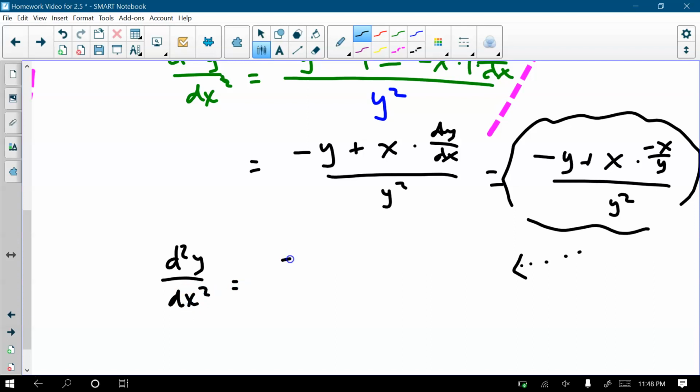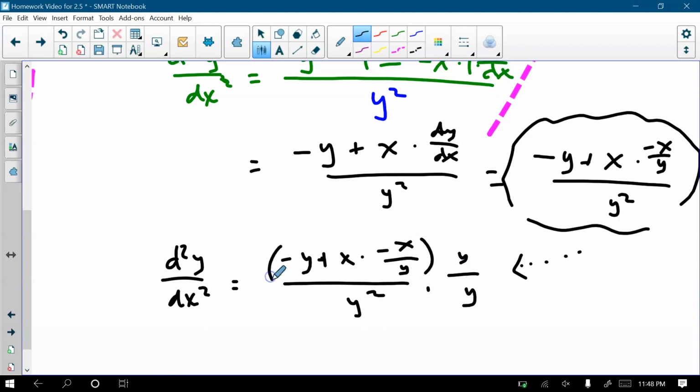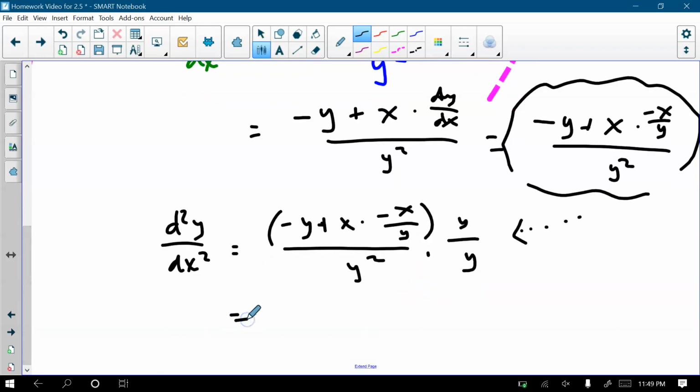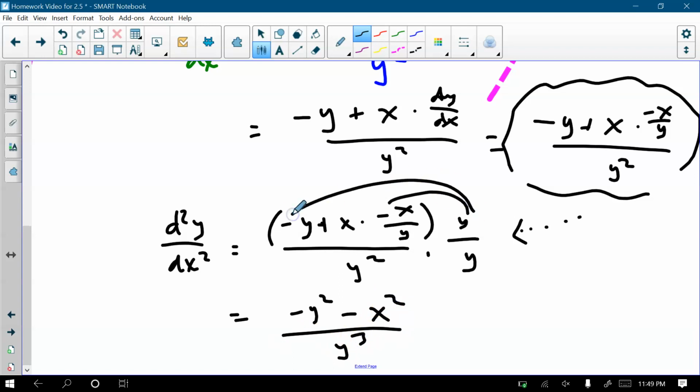So let's go ahead and just do that. d2y dx squared is equal to negative y plus x times negative x over y. I'm just rewriting it over y squared. I'm going to multiply both sides by y. And what I end up getting is negative y squared minus x squared over y cubed. The reason that happens is because when I distribute the y to both terms, this y cancels, and then this y is going to be 2 of them then. In the bottom, just y to the first times y squared gets y to the third.